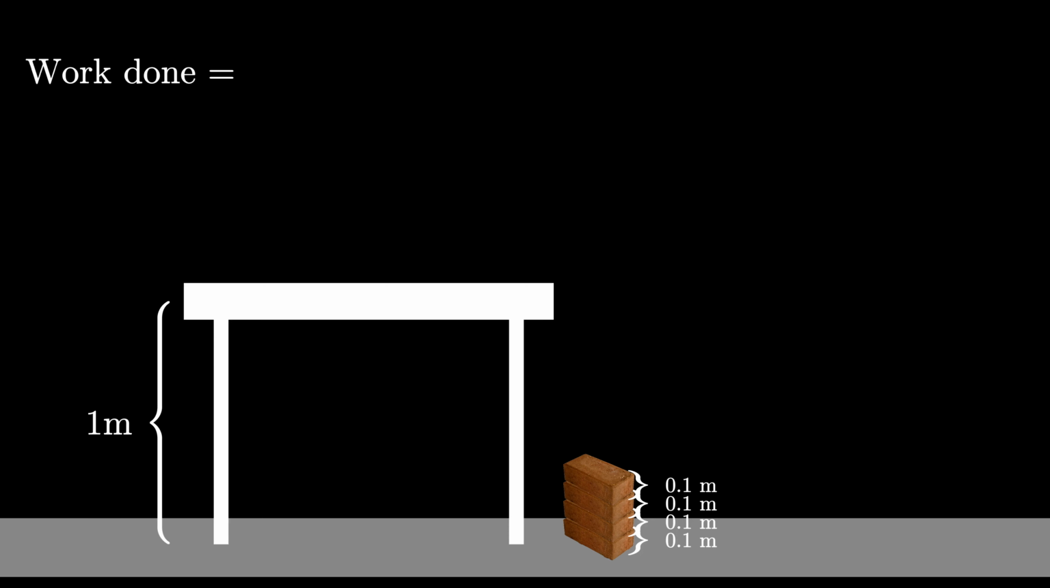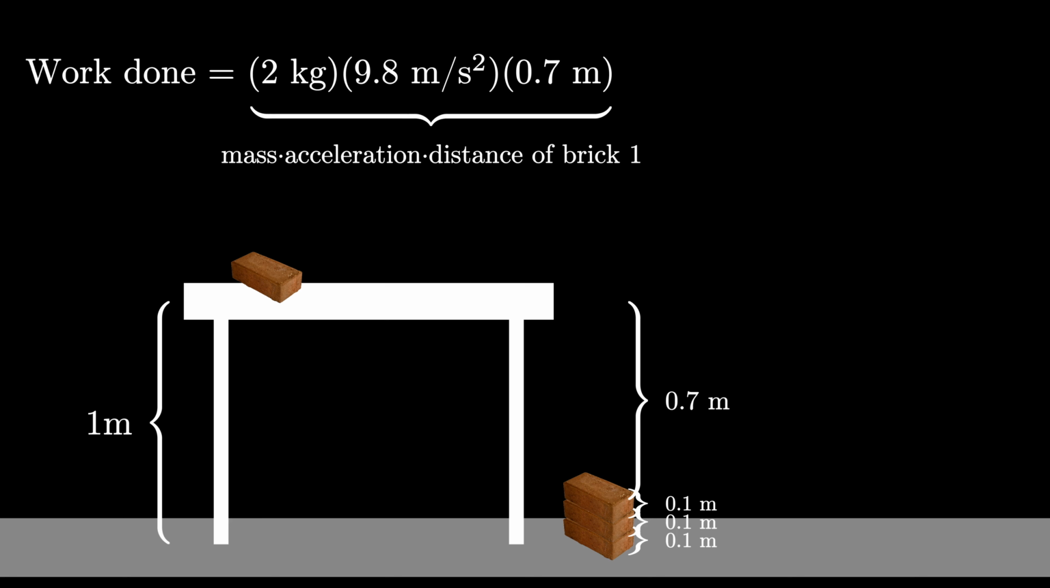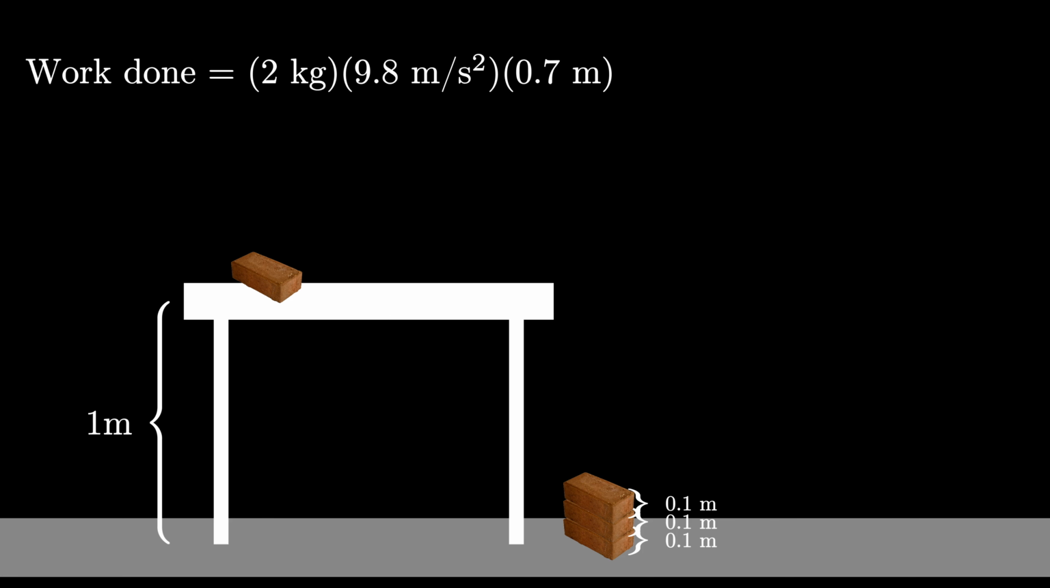In particular, we see that the first brick must move a distance of 0.7 meters to the top of the table. Using our understanding of work in the constant case, the amount of work done to move this brick is 2 kilograms times 9.8 meters per second squared times 0.7 meters. Again, this is a mass times acceleration times distance, or a force times distance, for the first brick.